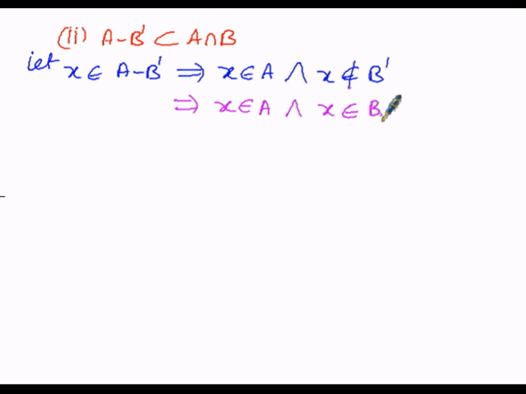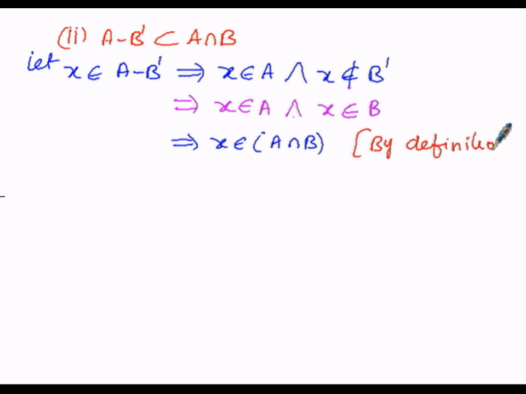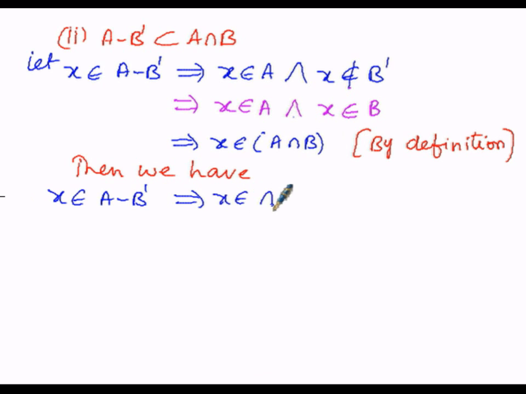Then the next logical step: that implies x belongs to, as per the definition of the intersection. This inverted V indicates the intersection. So as per the definition of the intersection of two sets, A and B can be written as A intersection B. So we got this step by the definition of the intersection of two sets. Then here LHS is x belongs to A minus B dash, which implies the RHS is x belongs to A intersection B.